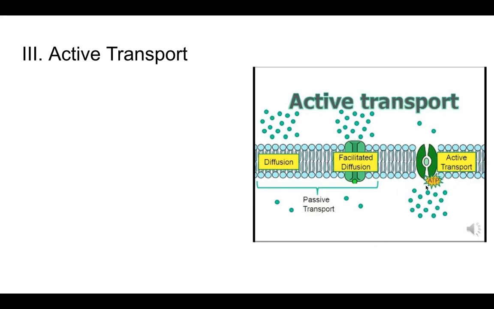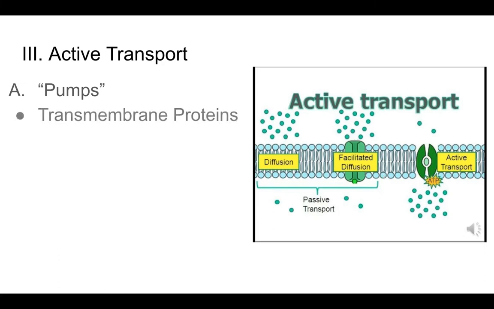And so right here, we need a little bit of energy, ATP. ATP always binds to the intracellular domain of the transport protein. So it always attaches to the protein on the inside of the cell. So there's two broad categories of active transport. The first refers to pumps, which are really transmembrane proteins, and that's what we see right here in the diagram.